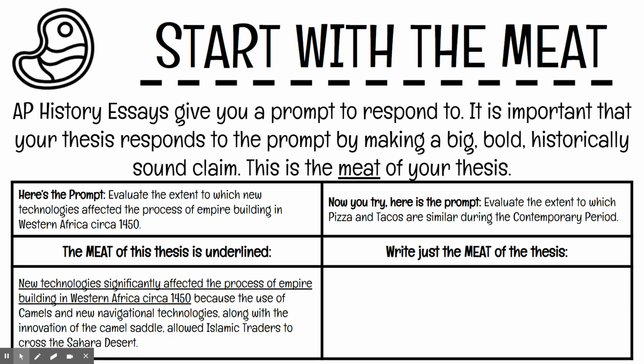My prompt states, evaluate the extent to which new technologies affected the process of empire building in Western Africa around 1450. The meat of this thesis would be underlined in the example below. New technologies significantly affected the process of empire building in Western Africa around 1450. As you can see, I specifically address the year and the prompt in that meat of my thesis. I have to address the time period specifically in the prompt. That is something that's extremely important.